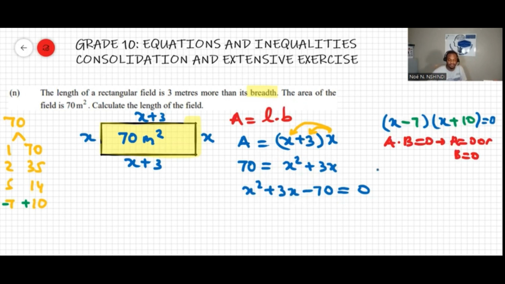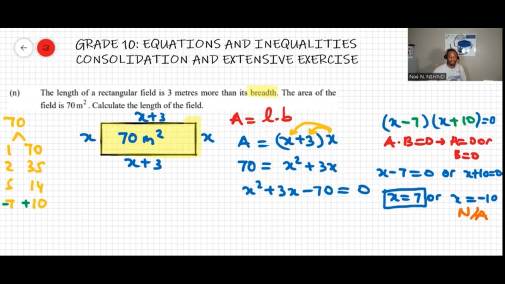Then this means x minus 7 is 0, or x plus 10 is 0. So this means x equal to 7 or x equal to -10. You know that the length of a rectangle cannot be a negative number. So this part is not applicable. So the only correct answer here is x equal to 7.